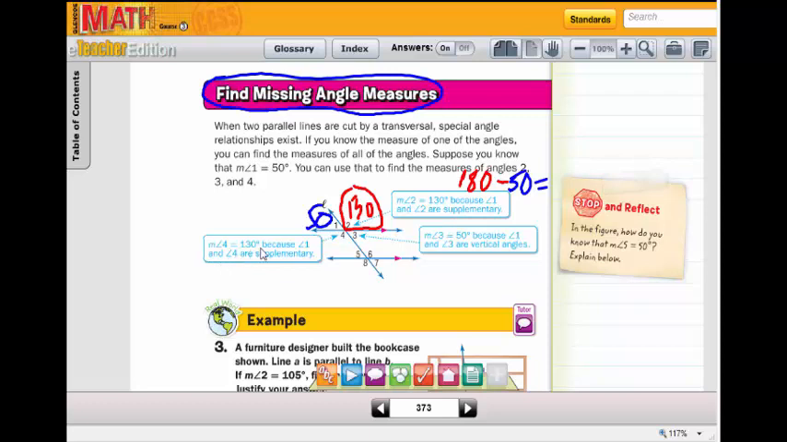Then the measure of angle 4 equals 130 because angle 1 and angle 4 are supplementary as well. Or you could recognize that these would be vertical angles here, so that makes this 130, and then we would also have 50 right here for angle 3 because it's vertical. So you can see that once you know something about a particular angle with two parallel lines and a transversal, you can calculate quite a lot from that.